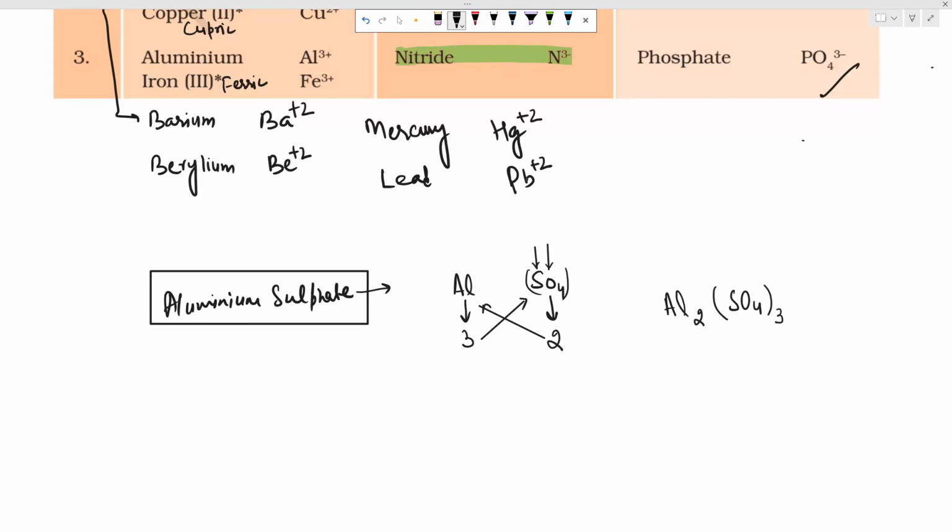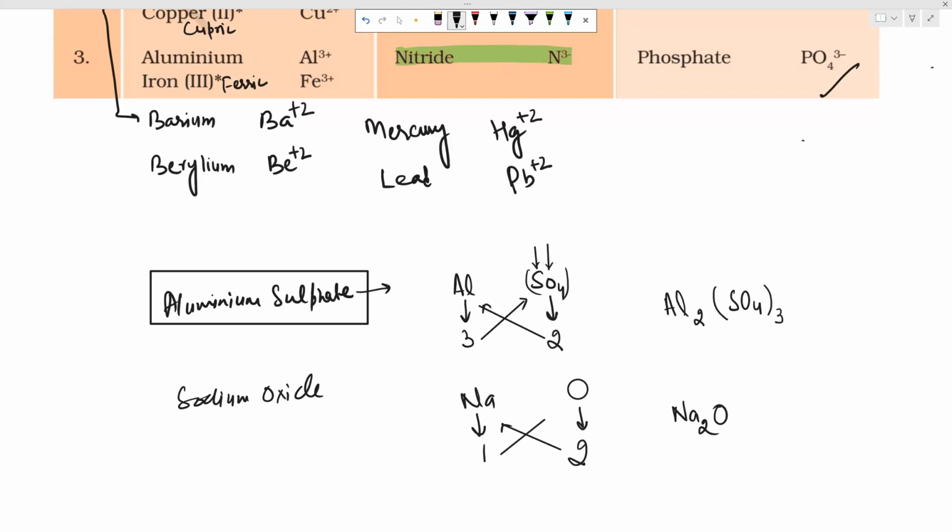Could you show me another example? Yes. For example, you are writing the formula of sodium oxide. Sodium has valency 1, you can check, plus 1. And oxygen in oxide has valency 2, you can check in your copy. Then you cross multiply and you will get Na2O.